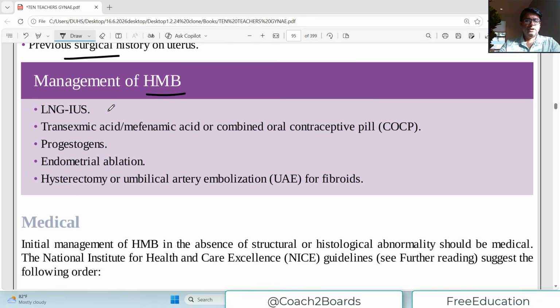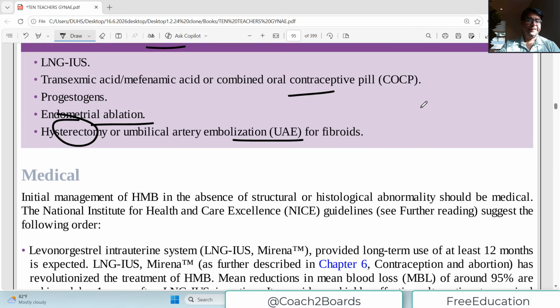Now management of HMB, there are so many different things, right? यहाँ टेबल बना दिया है, इनकी थोड़ी डिटेल्स भी हम देख लेते हैं. So sometimes you are managing the patient just on the contraceptive pills. Sometimes you have to use tranexamic acid, or progesterone only pills, or sometimes ablation, you just burn out the blood vessels, sometimes hysterectomy or uterine artery embolization. It all depends upon what is the pathology that you are dealing with, right?